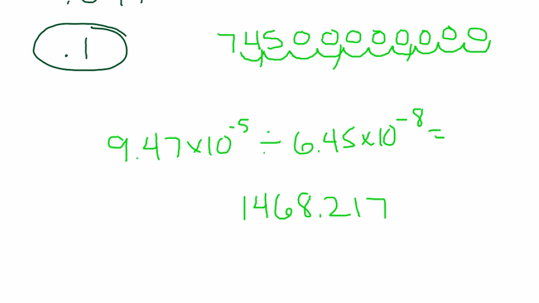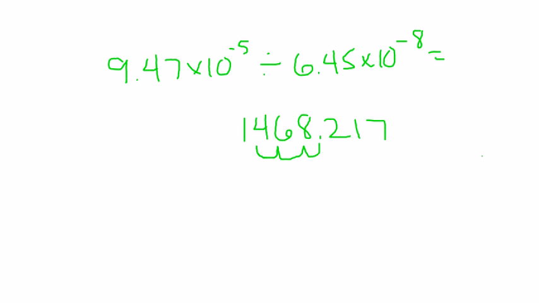Now, we're going to have to move the decimal here because we want it in scientific notation and with the correct number of sig figs. So we're going to have to move the decimal 1, 2, 3 times to get that number between 1 and 10, that coefficient that we need. So it's going to be 1.468217 times 10 to the third.